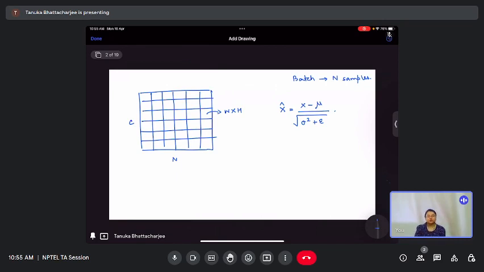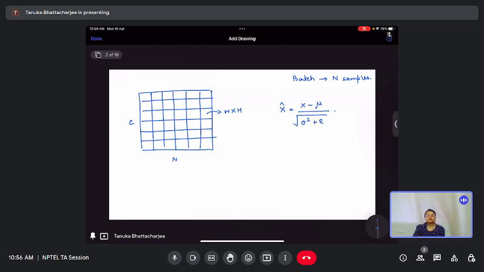Otherwise, if it is only divided by sigma, then if sigma comes as 0, there will be a problem. That's why we are using this small epsilon. Now there are different types of normalization techniques. The difference is how you compute this mean and sigma, along which axis and in what way you are computing them. That only differs from one normalization method to another.